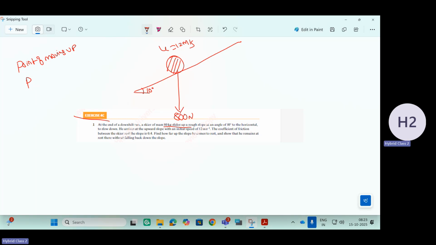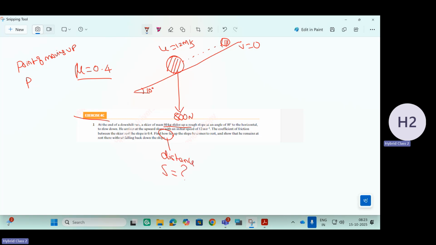The coefficient of friction that is given, what? Mu is given 0.4, which is 40% of the normal reaction. Find how far up the slope he comes to rest. When he comes to rest, what will be the velocity? He will go for some distance, then come to rest, meaning at that point velocity is going to be 0. So what do we have to find here? How far, does it mean time or distance? They ask us to find the distance, how far it goes up. So S is to be found.